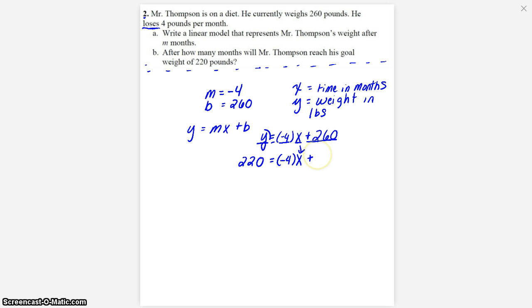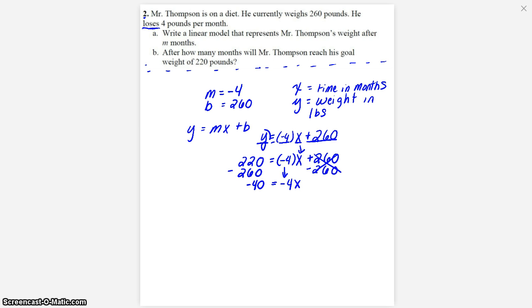Plus 260. Now I'm just going to solve this equation. So I'm going to subtract 260 from each side. Okay, so I'm going to get a -40 on this side, but that's okay because my 4, and I'm going to bring down what I have left over here. This is equal to 0.